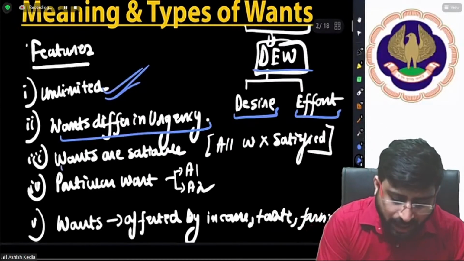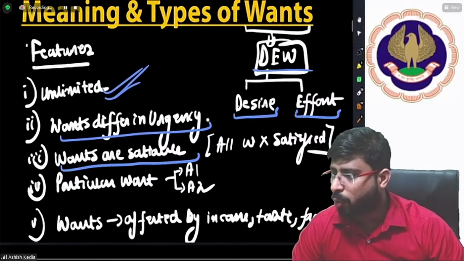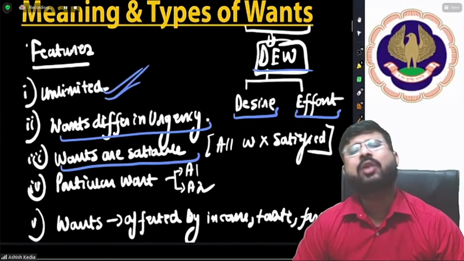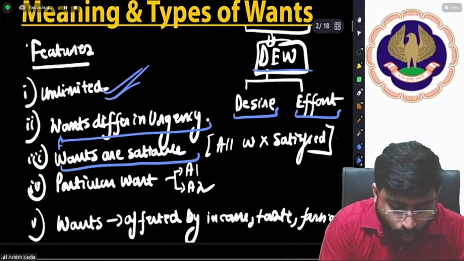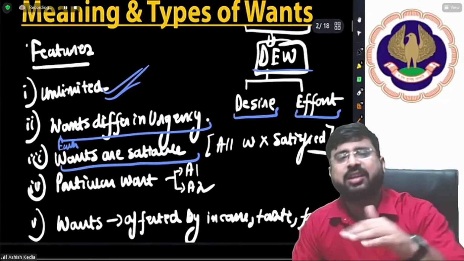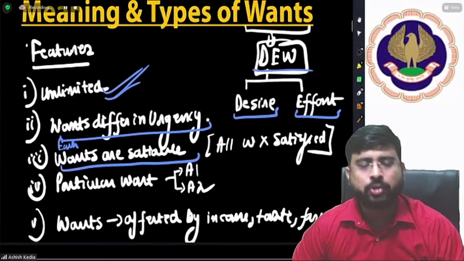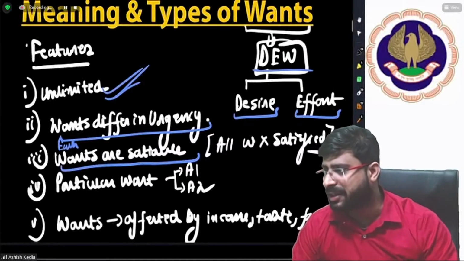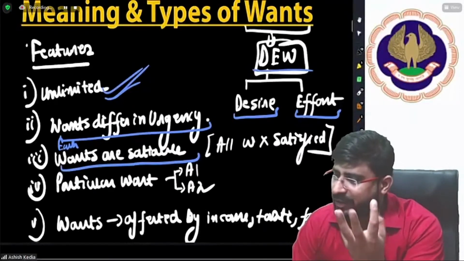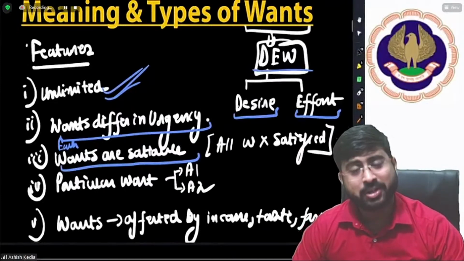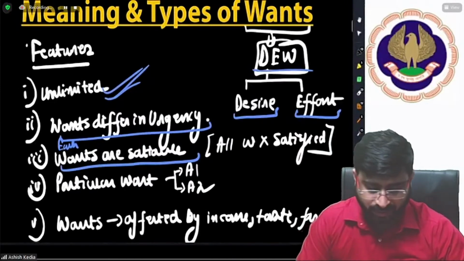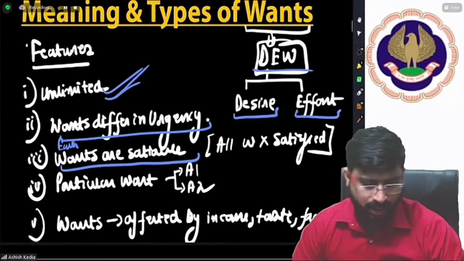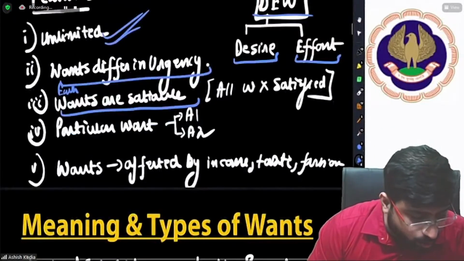Moving on. Next is wants are satiable. Sir, what is the meaning of satiable? See, each want is satiable means, individually. Overall, all wants cannot be satisfied. So you cannot have everything. Why? Because resources are limited. We studied that resources are limited. So all wants cannot be satisfied. But each want, if you talk about an individual want, can be satisfied.